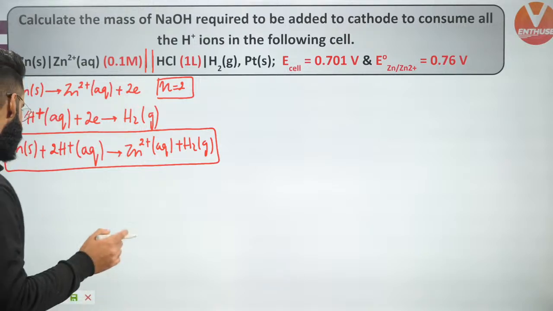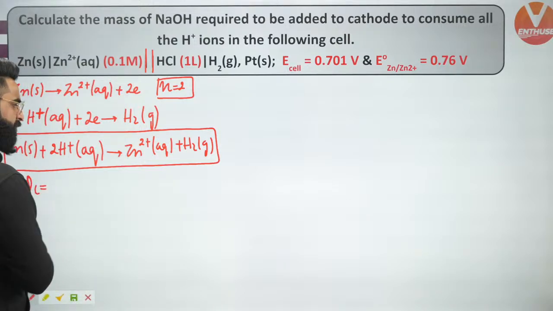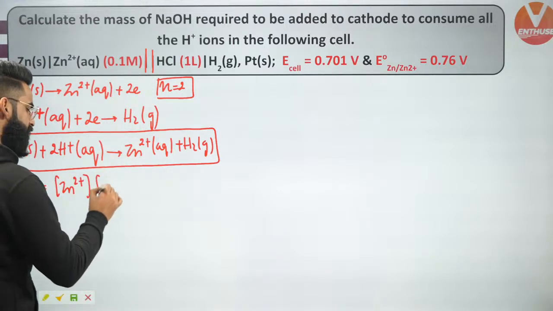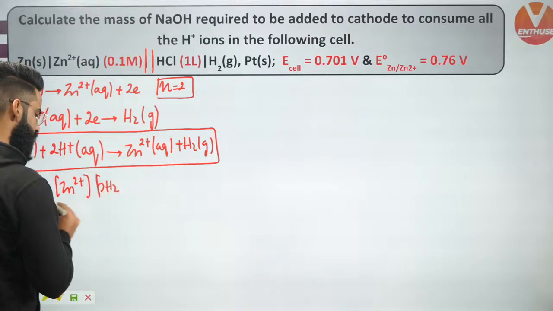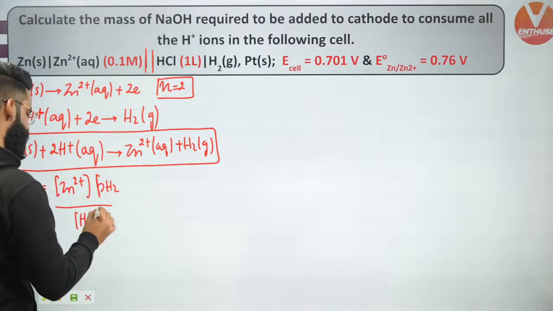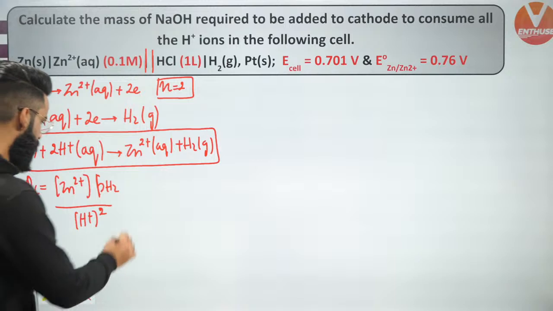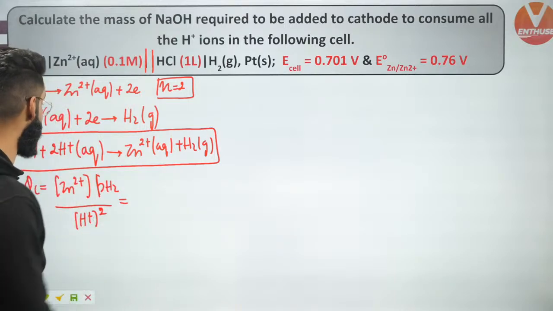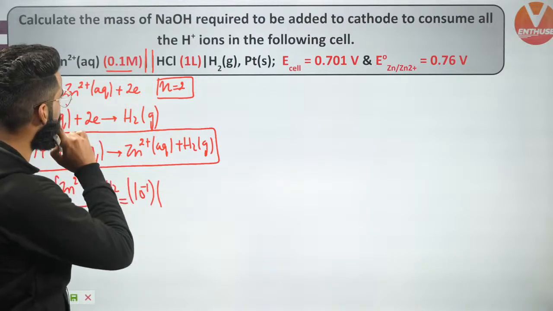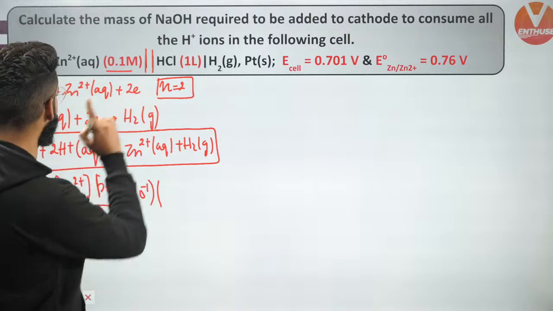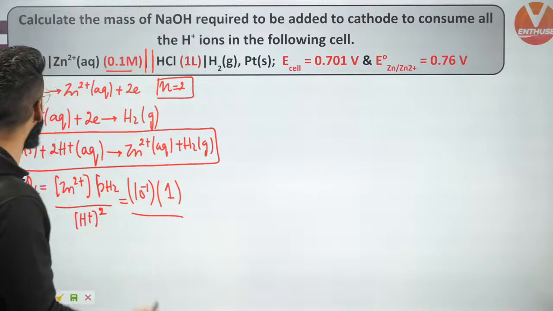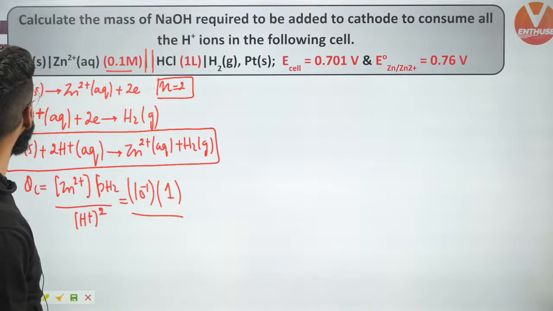Now guys, can I write the expression for Qc? Qc is going to be the concentration of Zn2+ raised to its stoichiometric coefficient, multiplied by the partial pressure of H2 raised to its stoichiometric coefficient, that is 1, divided by the concentration of H+ raised to 2. What is the concentration of Zn2+ which is given to us? That is 10^-1. Multiplied by the partial pressure of H2 gas. Is it given to me? No, I'm going to assume it as 1 atm. Divided by the H+ concentration.